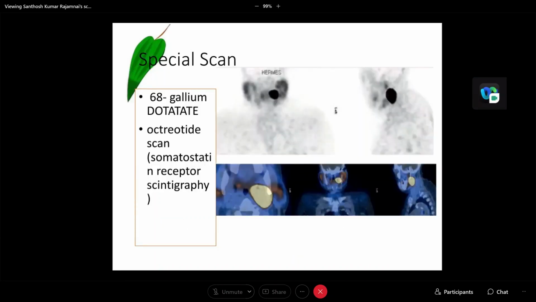And what are the special scans for paraganglioma? You can do a 68 gallium dotatate scan, or you can do an octreotide scan. Same patient, when you do an octreotide scan, you can see there is an intense uptake of the octreotide or 68 gallium in this picture. That's showing up as a black area in the upper picture, and it's showing up as a yellow area in the lower picture. So you can clearly see this is a paraganglioma. So a special scan is there for paraganglioma. Please remember this. It is 68 gallium and octreotide scan. These two investigations will immediately help you make a diagnosis. So treatment is excision only.